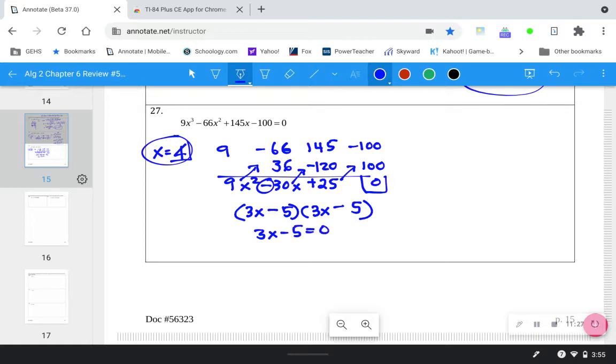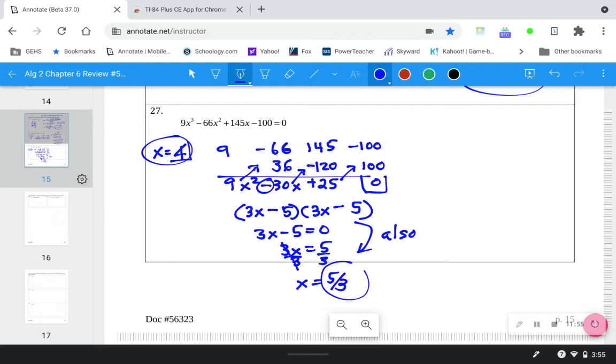So take the 5 over and divide by 3 here. So it looks like there's only 2 answers here, but there's really 3 because this one also gives the same answer. So it's 5/3 on both of those factors. And the third answer is that x equals 4.